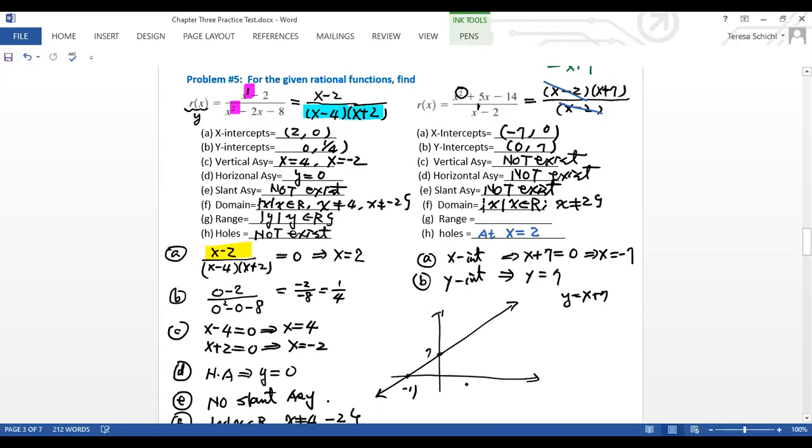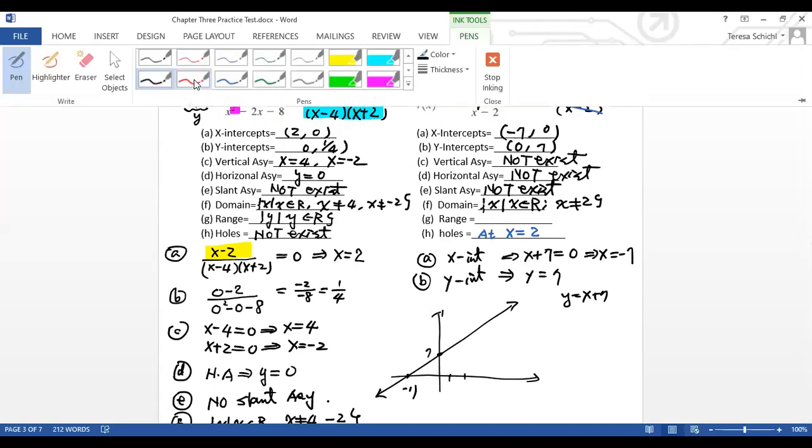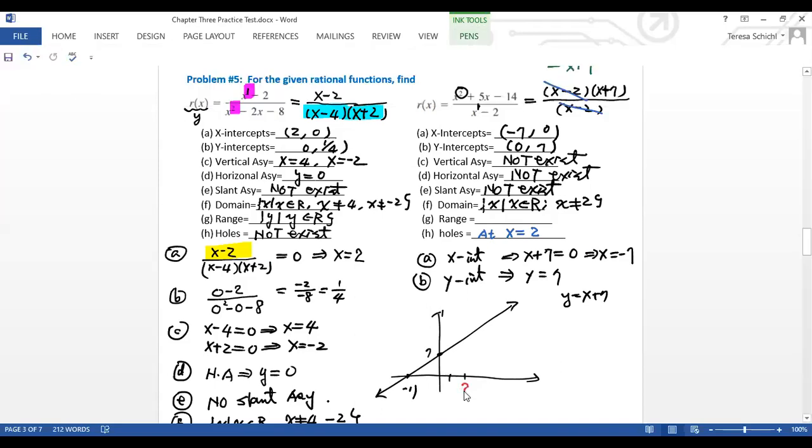Now let's take a look at the ranges here. I know at 2, be careful here, at x equal to 2, I have a hole. So what is this hole? If you plug the 2 into the equation, 2 plus 7 is 9. That means I have a hole here at 9. Do you get that?